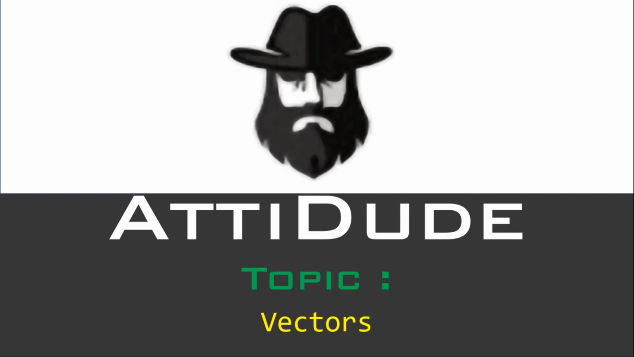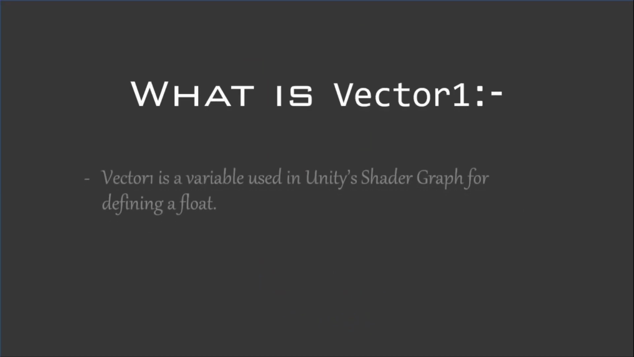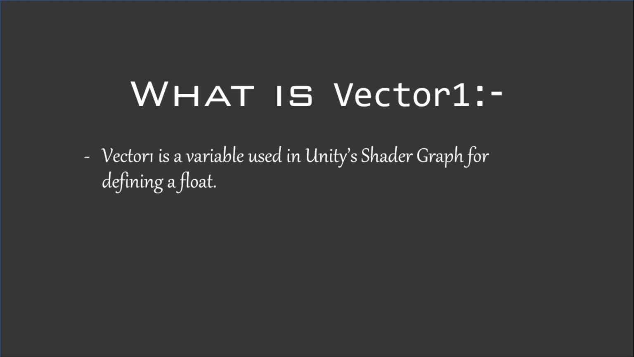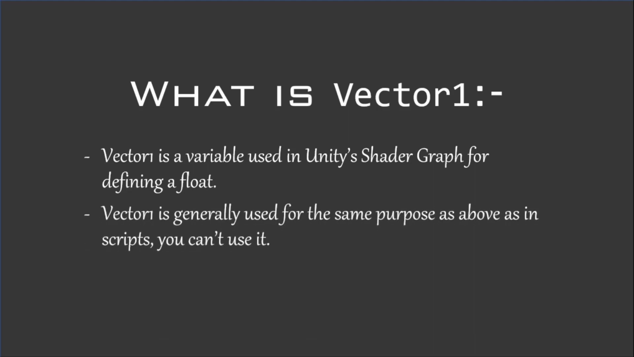So without any further ado, let's get started with vectors. First, what is Vector 1? Vector 1 is a variable used in Unity's Shader Graph for defining a float. Vector 1 is generally used for the same purpose as above, as in scripts you can't use it.